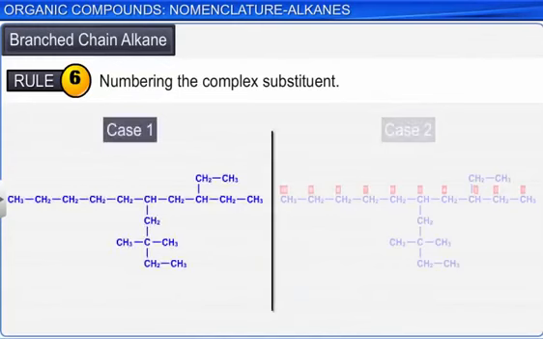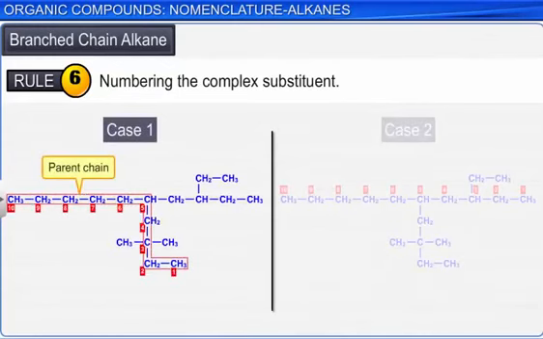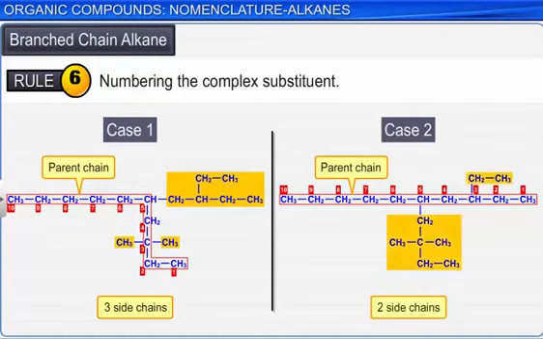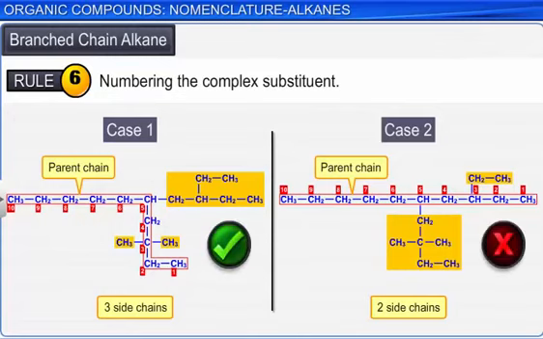The parent chain, which contains more number of side chains, is selected. The chain highlighted in red has 3 side chains attached to it. If we select the other chain, as shown as the parent chain, it will have only 2 side chains attached. Hence, case 1 is the correct way to select the chain.